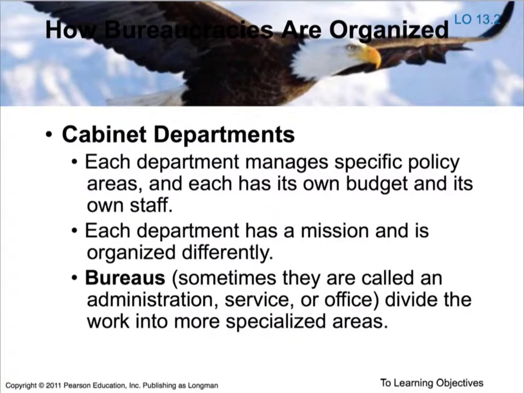So, cabinet departments. Each department manages specific policy areas. It has its own budget and its own staff. Each department has a mission and it's organized differently. Bureaus, which are sometimes called an administration or a service or an office, are allowed to divide work into specialized areas. These are your specialty areas.